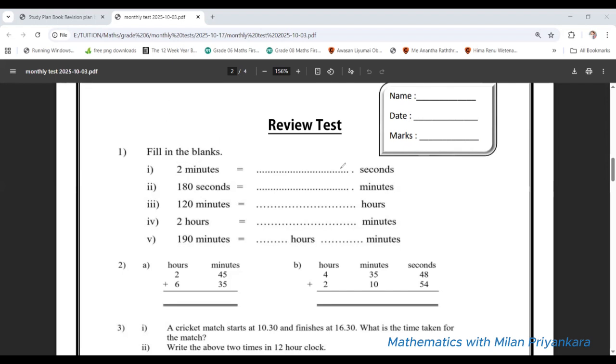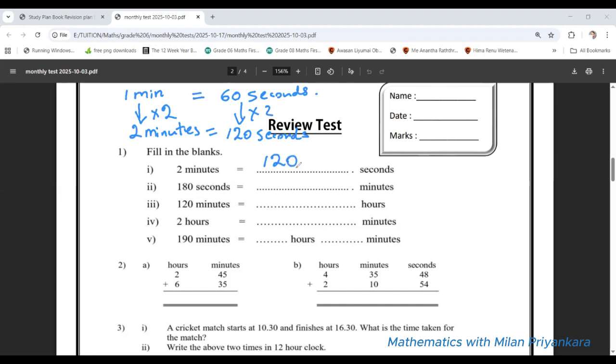So here you see 2 minutes equal to blank seconds. So if you know 1 minute equals 60 seconds, right? I think you know that. So if it becomes 2 minutes, so what happens? It was multiplied by 2, and therefore this also must be multiplied by 2. Therefore, it is going to be 120 seconds. Right? This is my easy formula to convert any kind of units into the corresponding units, right? So here you can write it is going to be 120 seconds, right?